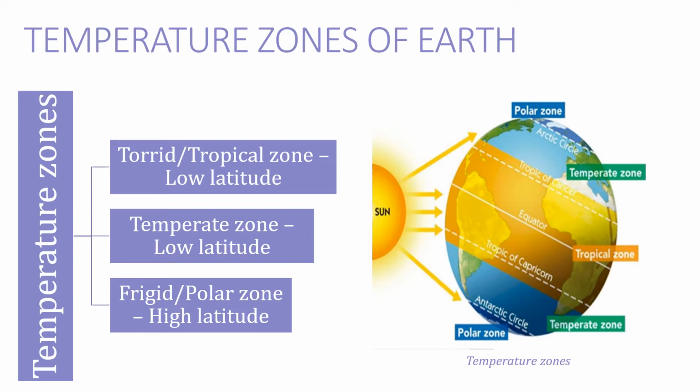Also, the tilt of the Earth means that polar regions do not see daylight during winter. These three reasons, Earth's curvature, depth of the Sun's radiation, and tilt of the Earth, give the uneven distribution of the Sun's radiation on Earth, giving us the three major temperature zones of Earth. The torrid or tropical zone near the equator, where the temperature is high. The temperate zone, where the temperature is relatively warmer. And the frigid or polar zone, where the temperature is very low and cold.